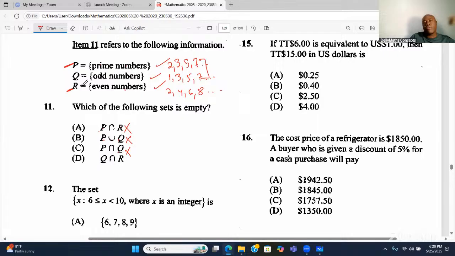But when you think of your Q and R, which are odd numbers and even numbers, they don't cross. So that is an empty set. There is nothing in that set, okay? When we're looking at even numbers and odd numbers, if you overlap them, nothing is shared.